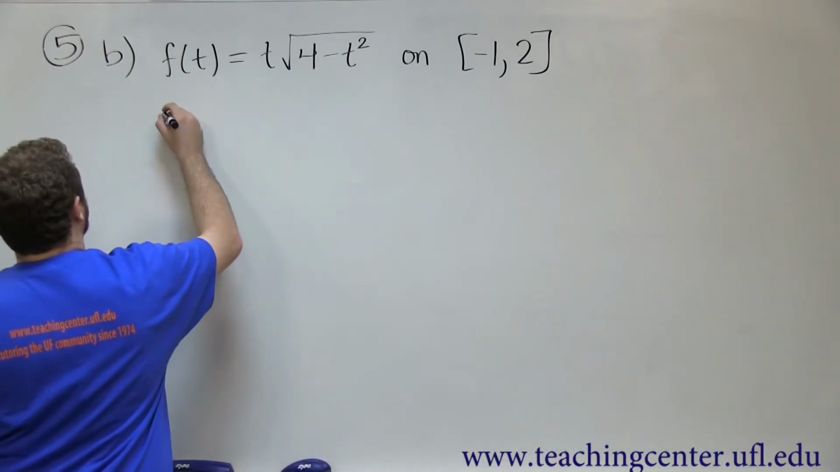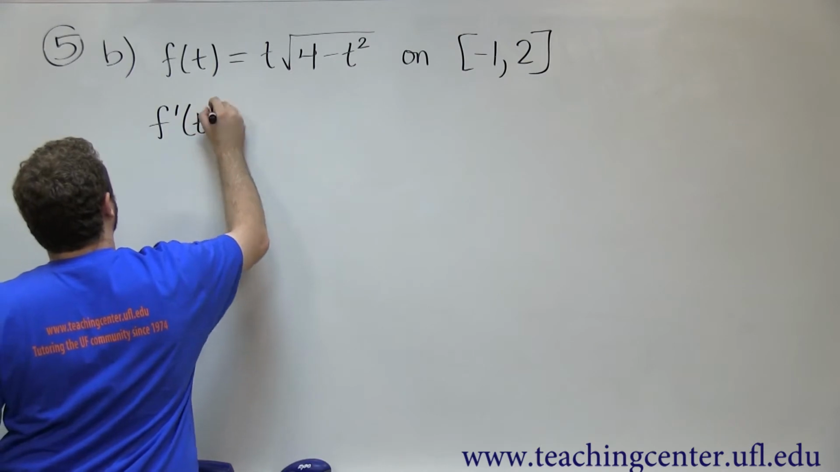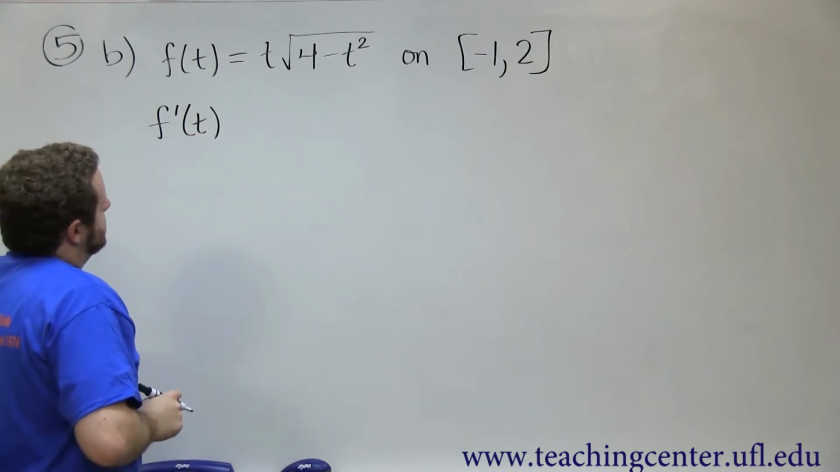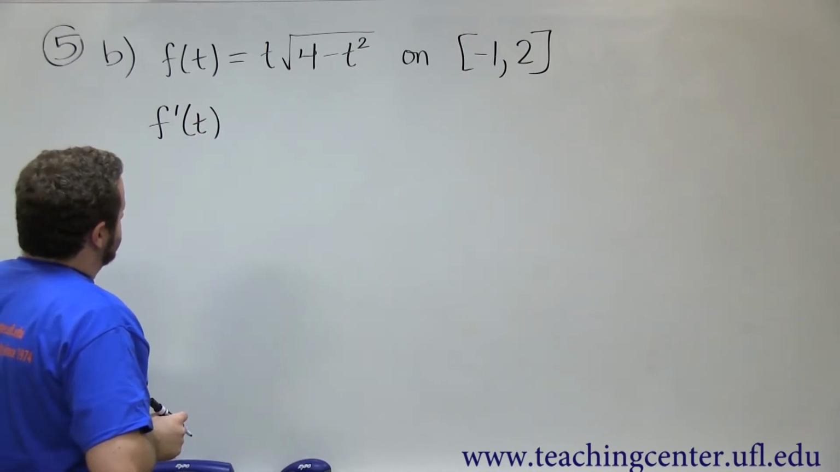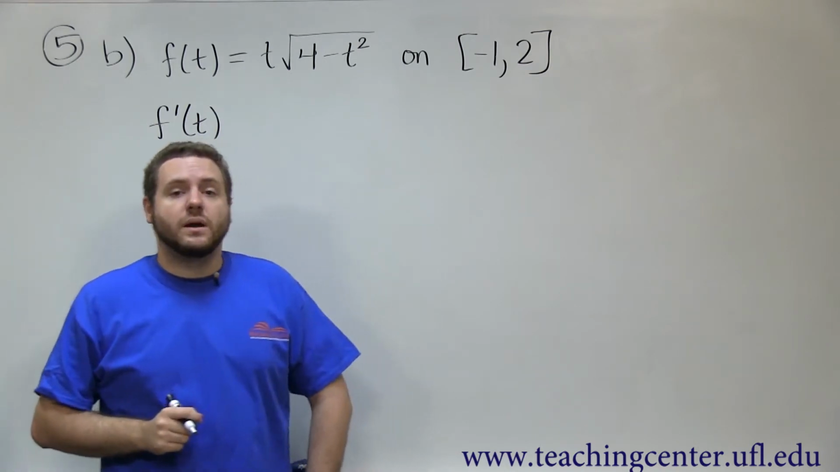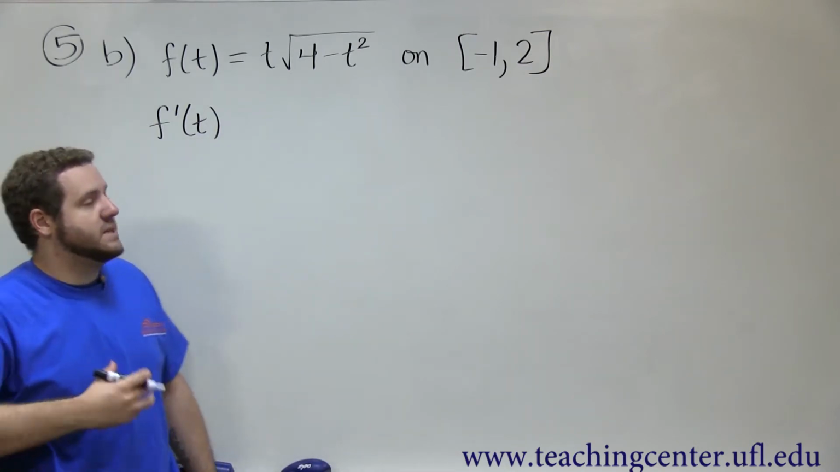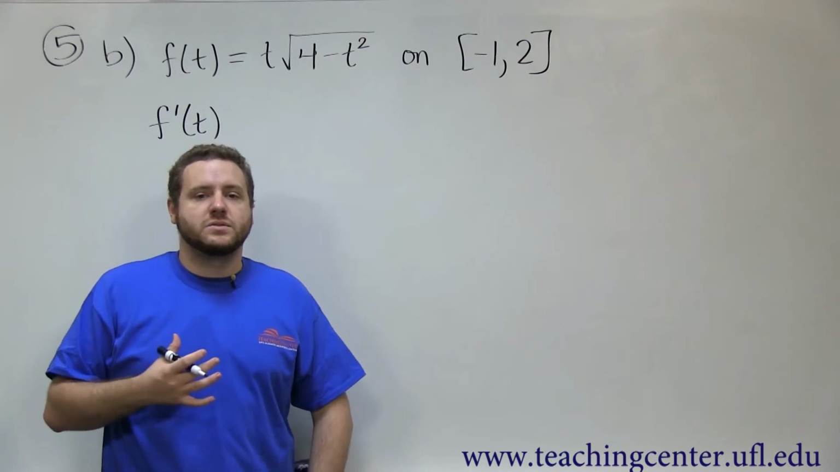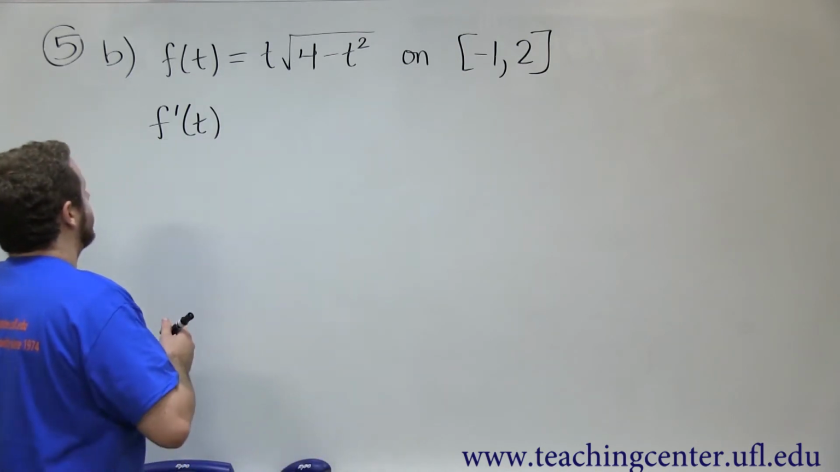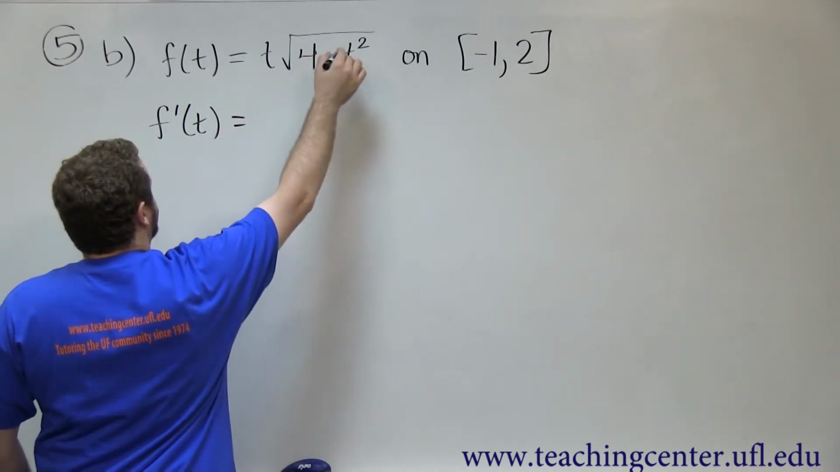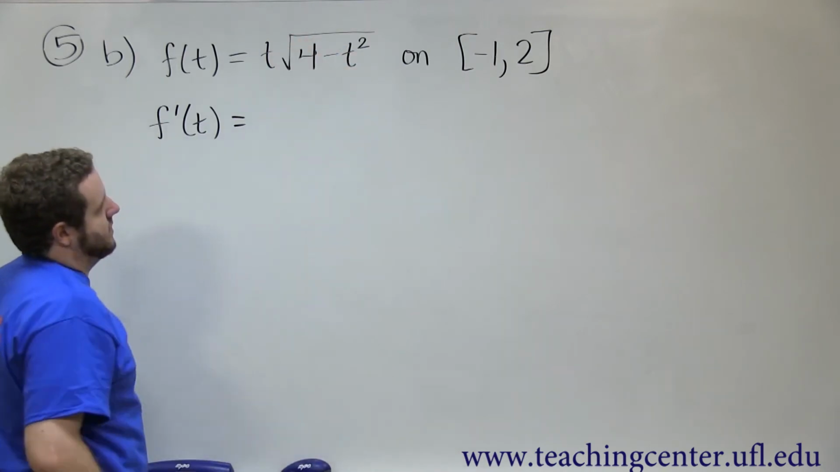So first we're going to take our derivative, f prime of t. And with the function t times square root of 4 minus t squared, we're going to have to use the product rule to do that derivative because we have t times another function, and those are not simplifiable in any way. So since this is a square root, I'll treat that as 1/2 power.